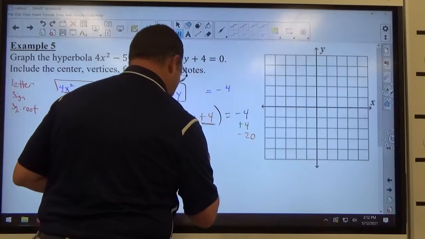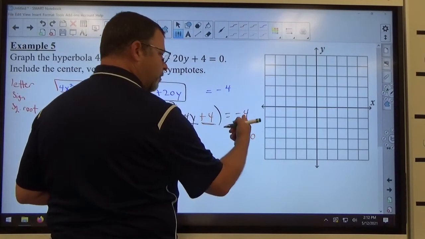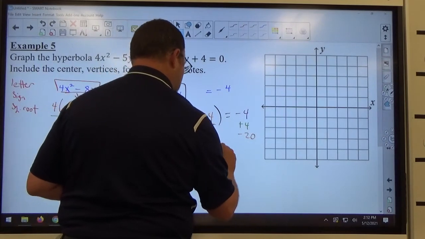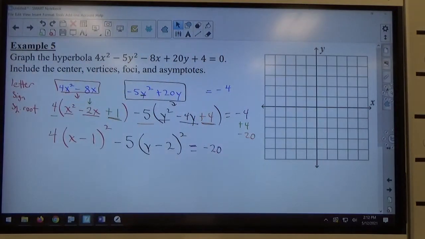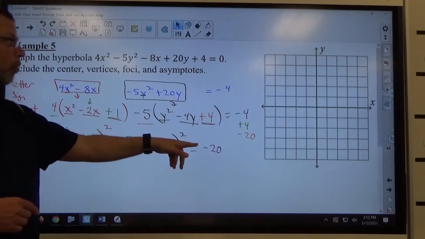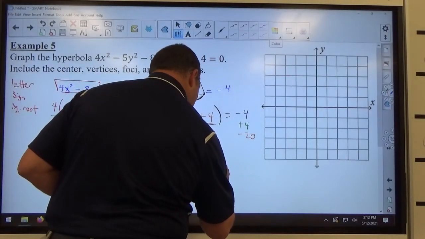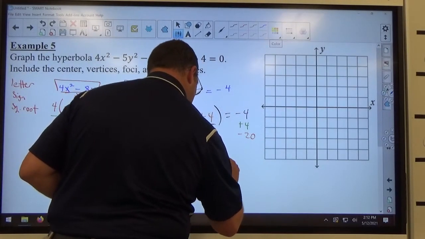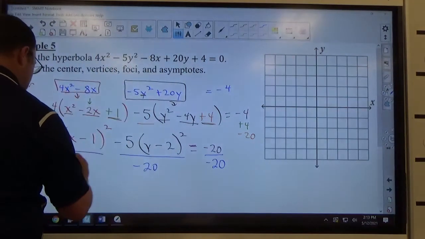And then on the right-hand side, if I just add up my numbers, negative 4 plus 4 is 0, minus 20 is negative 20. Next step is now divide everything by negative 20 because we want it to equal 1. So again, I'm trying to create a standard form. Standard form for the hyperbola and the ellipse both have equals 1. So divide by negative 20, divide by negative 20, divide by negative 20.